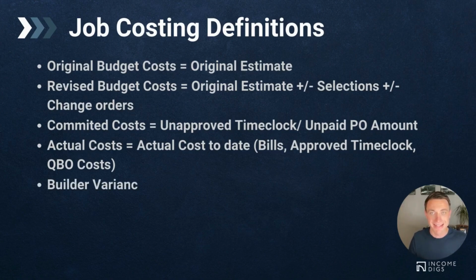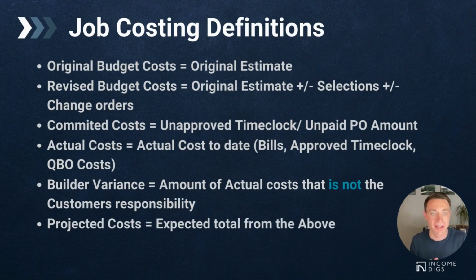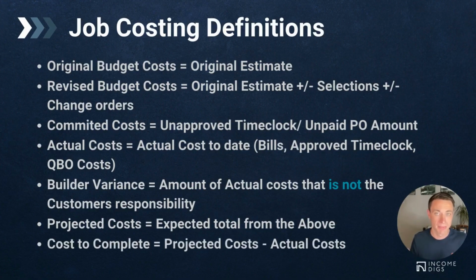Your builder variance is anything that you incur as a cost that for whatever reason is not the customer's responsibility. So that's not going to be priced to them, yet it still is a cost for you to incur. Your projected cost takes all that stuff from above and calculates really what you expect to cost for a very specific cost code. And your cost to complete takes your projected cost minus your actuals.